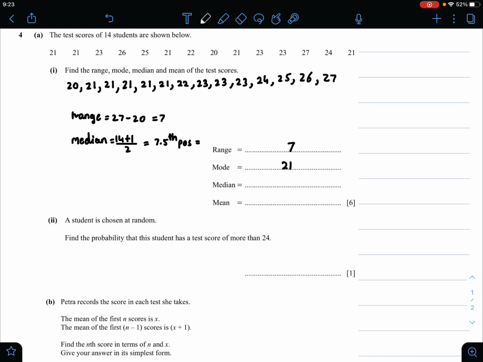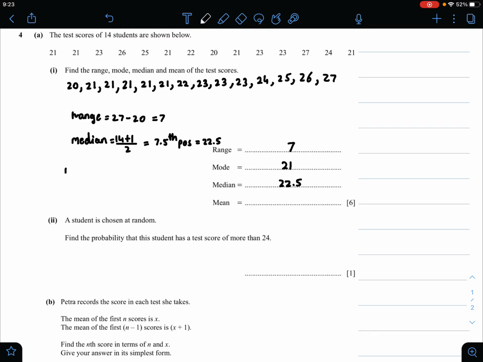There is no 7.5th position, so what we do is we take the 7th and the 8th number and we take the average of them. The 7th number would be 1, 2, 3, 4, 5, 6, 7. The 7th number would be 22 and the 8th number would be 23. So 22 plus 23 is equal to 45, and 45 divided by 2 is equal to 22.5. So 22.5 will be your median.